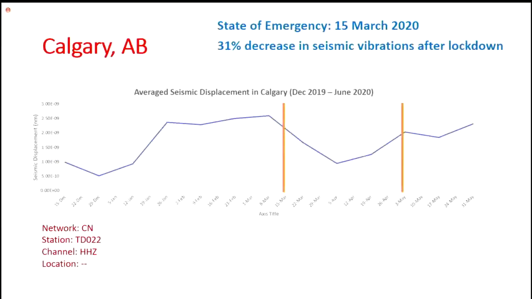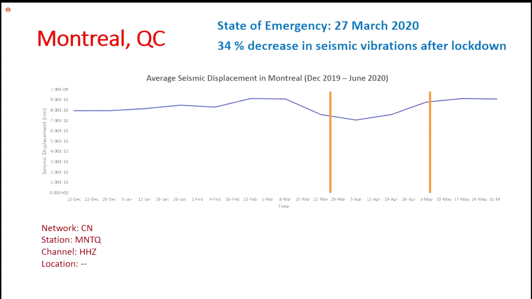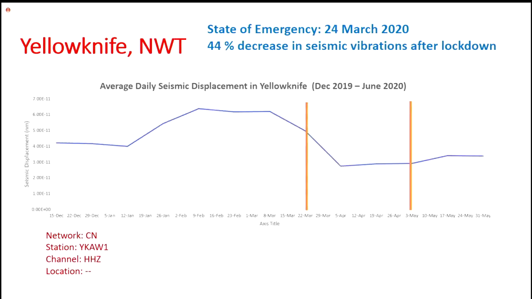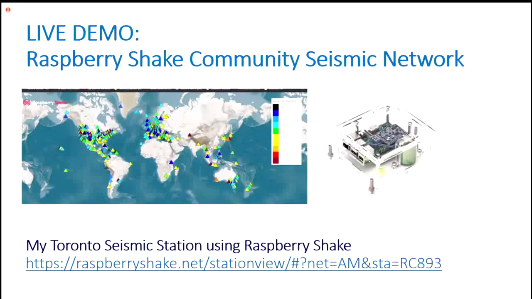As an example, in Calgary, you can see a pretty significant decrease in seismic vibrations, around 30%. In Edmonton, slightly less, but it's still there. In Montreal, you can also see a dip in seismic vibrations. Otherwise, it was slightly different. I measured an 8% increase in seismic vibrations during the lockdown. In Yellowknife, there was the most decrease, which almost halved the seismic vibrations. And finally, in Toronto, there was also a decrease. So as you saw, there was a decrease in seismic vibrations in almost every single one of the cities I measured during the COVID-19 lockdown restrictions.